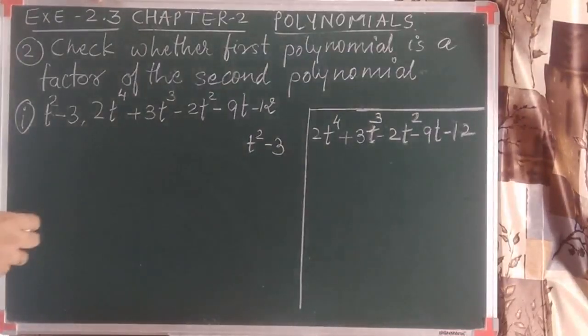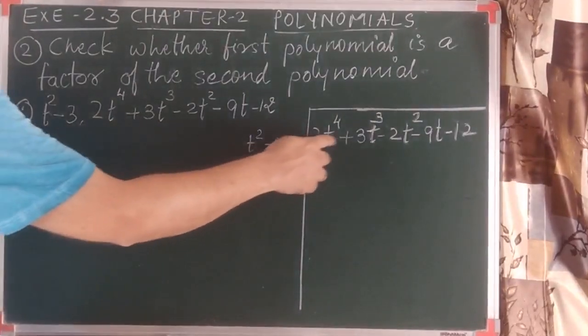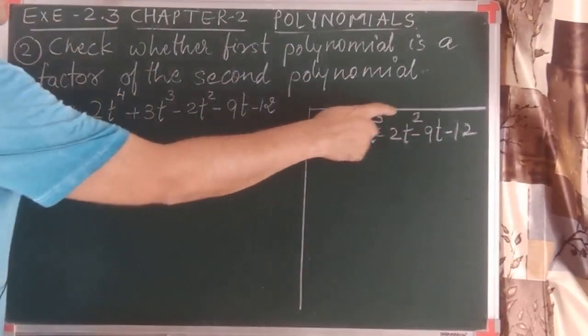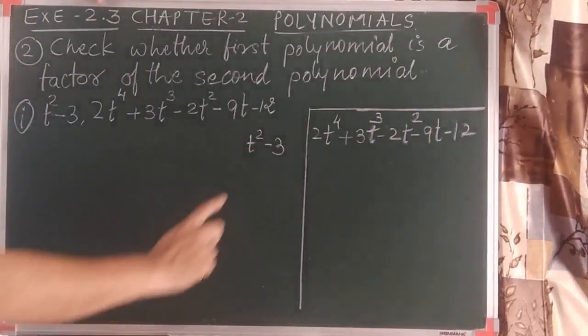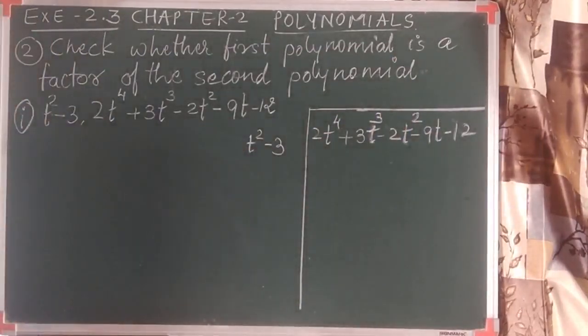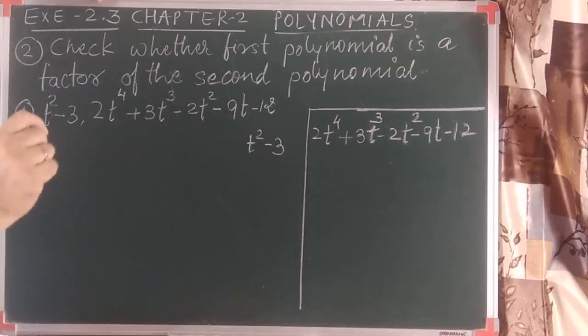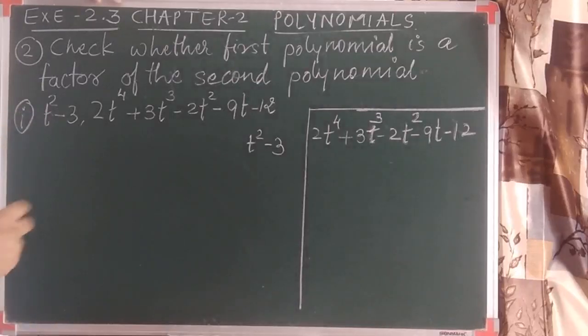For the long division method, as we discussed earlier, all the terms should be in descending order of their power. So it is 4 power, 3 power, 2 power, 1 power and constant. Here the 1 power term, t, is missing. If you wish to write it, you can, but if you don't write it, it will be quite easy to understand. As we discussed, there are 3 things which are very important.